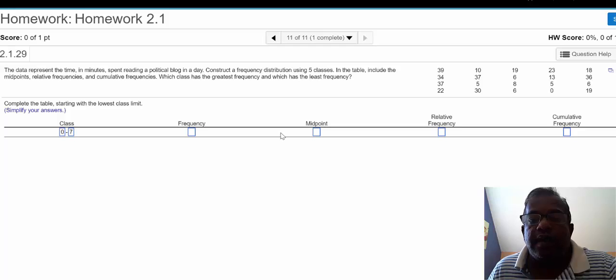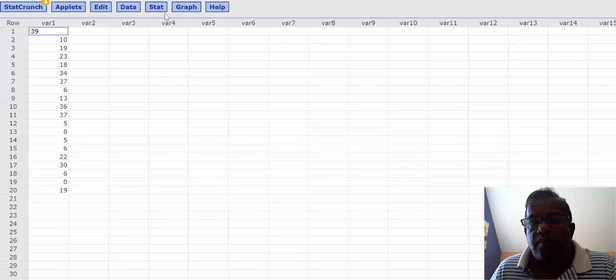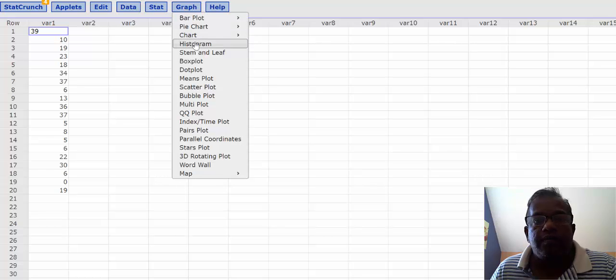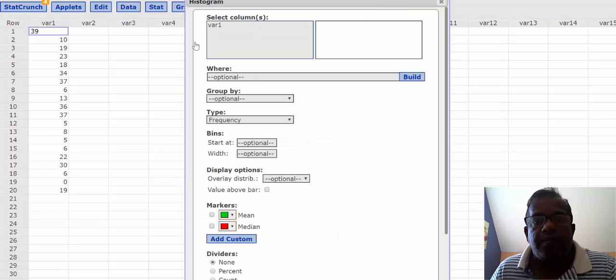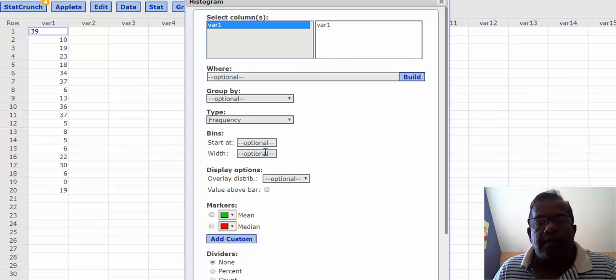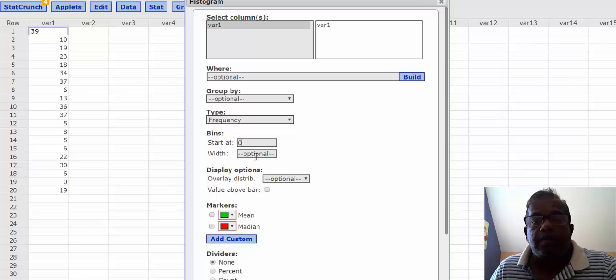Now we'll find out these things by using a histogram for this problem. Here I go to Graph, select Histogram, select the variable, and these are the important ones. Starting bin at 0, which is the minimum, and the class width is 8. Now here's frequency. If I want relative frequency, then I can select that one. For the moment, I select frequency and select Compute.